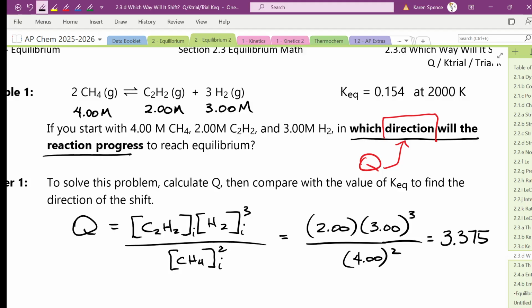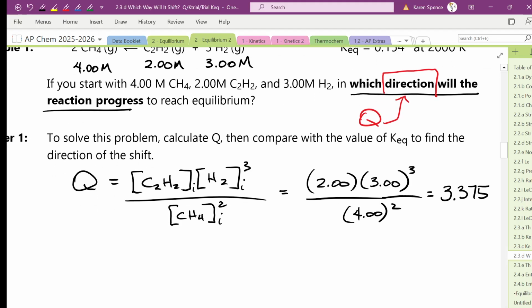Question. Do sig figs matter here? Well, what is the question asking you? In which direction does the reaction shift? Unless they are so close, it really doesn't matter.